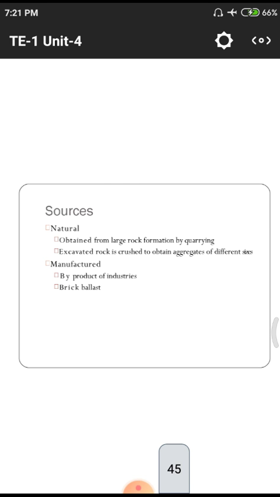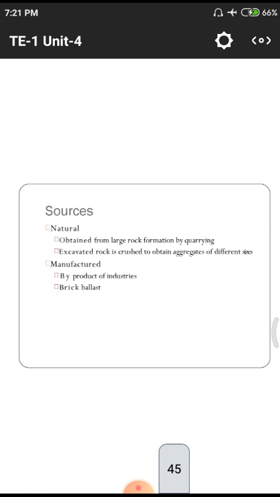Normally, two kinds of sources are there. The first one is the natural source, obtained from large rock formations by quarrying. What does quarrying mean? If there is a natural resource, we have to use it for our construction activities and daily utilities, whether it is building work or any other work. So we do quarrying.